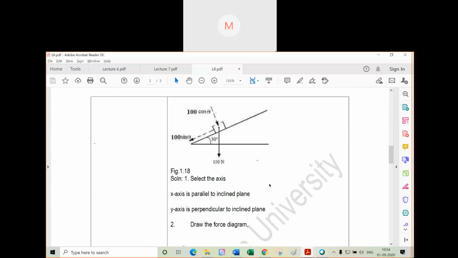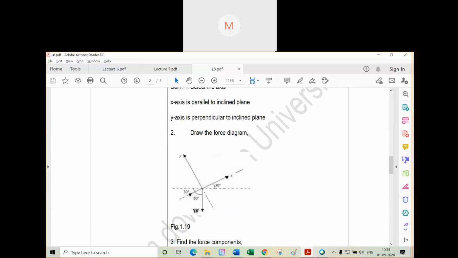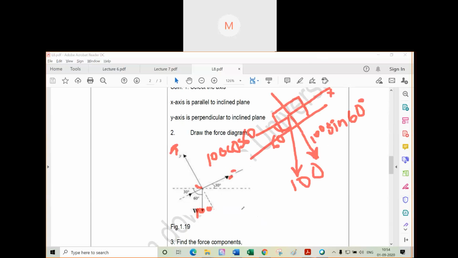Sir, can you repeat once again? Once again, which part? The sine 60 part. Look, this is the angle, right? This is the angle that it is making. So this is the sine 60 angle. If this is the angle it is making, and you put it on this side, it will be cos. But if you put it on this side, it will be sine, no? Yes or no?